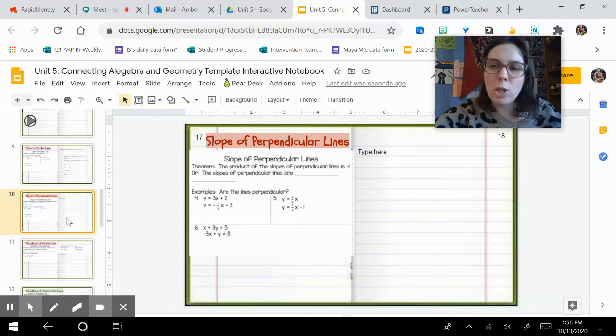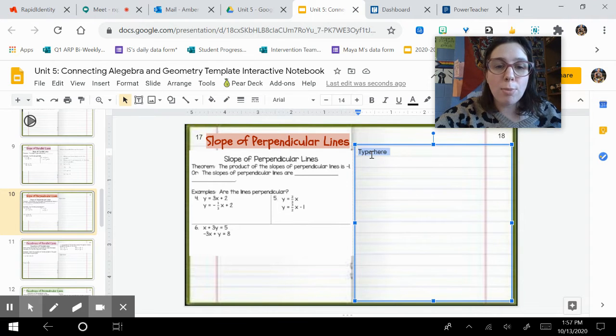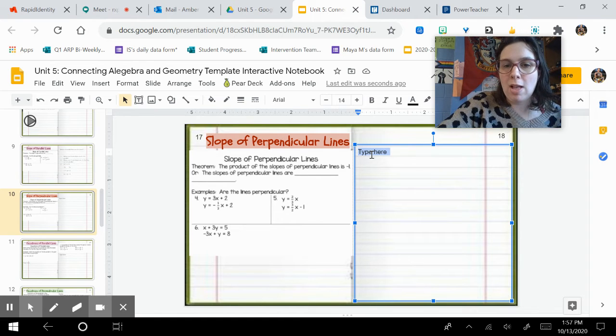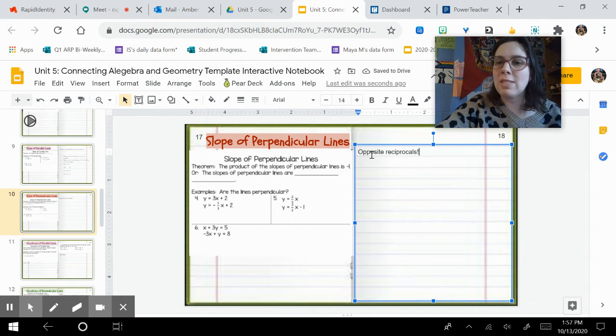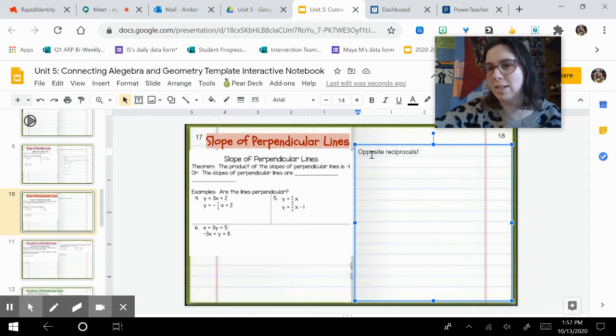So now let's look at slopes of perpendicular lines. The product of the slopes of perpendicular lines is -1, or the slopes of perpendicular lines are opposite reciprocal. What that means is they have the opposite sign, so positive and negative, and the slopes are reciprocal, which means they're flipped upside down. That's why when you multiply them, they give you a product of -1, because they kind of cancel each other out, and then you're left with 1 and their opposite sign, so -1.